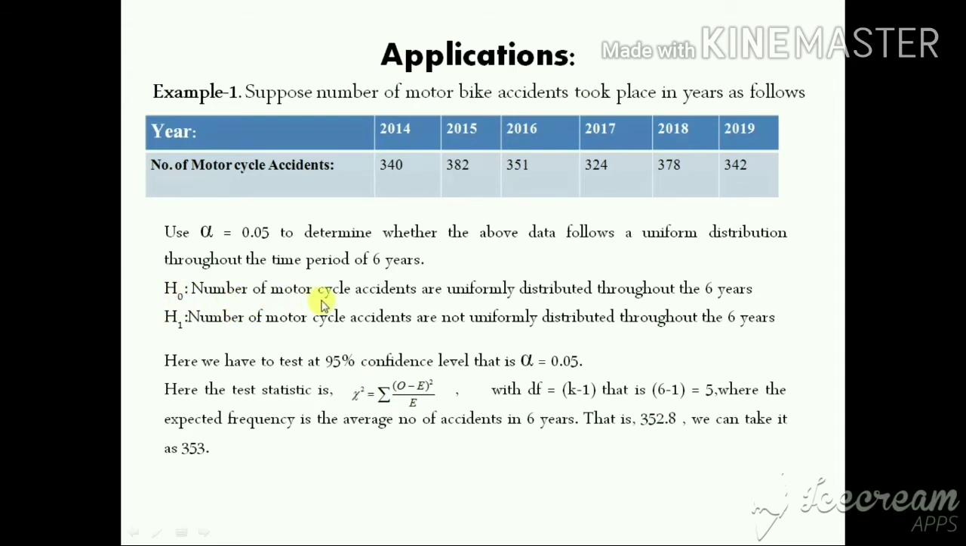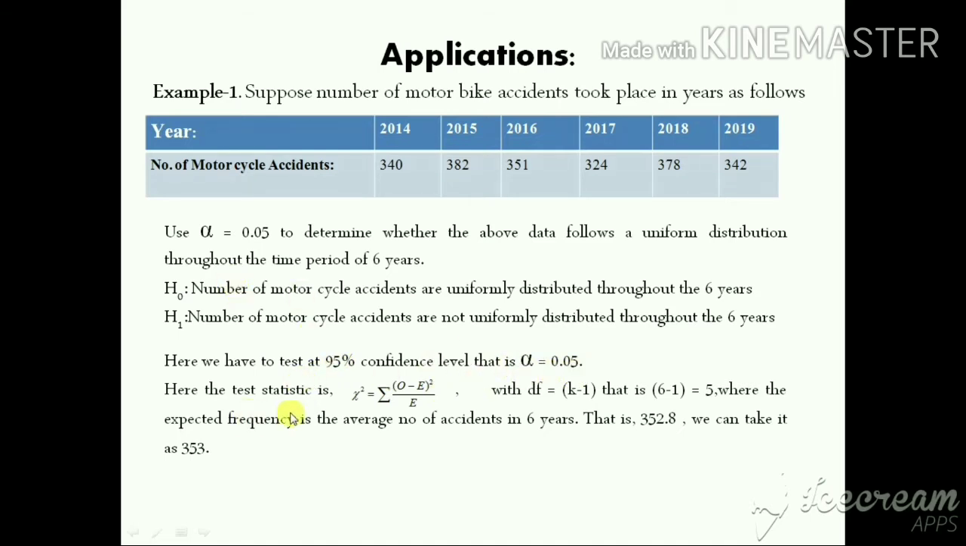The first task is to formulate the hypothesis. Our null hypothesis is that the number of motorcycle accidents is uniformly distributed throughout the 6 years. Naturally, the alternative hypothesis is that the motorcycle accidents are not uniformly distributed throughout the 6 years. And as we know, alpha is equal to 0.05.